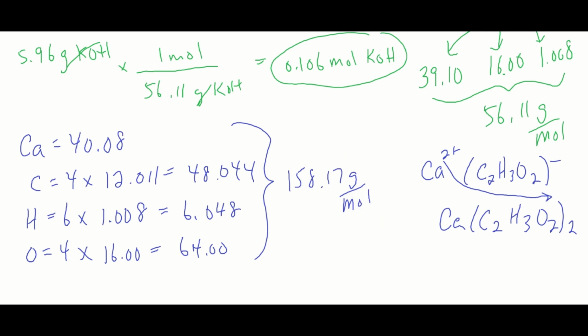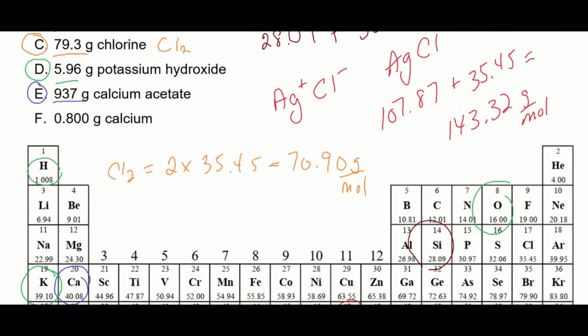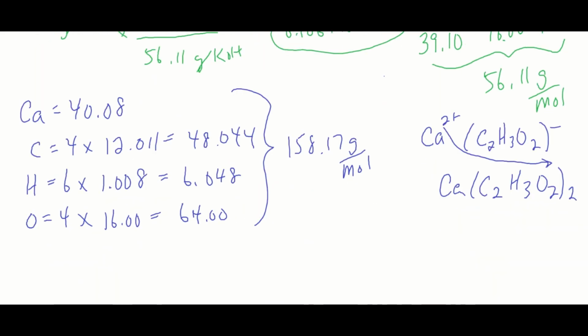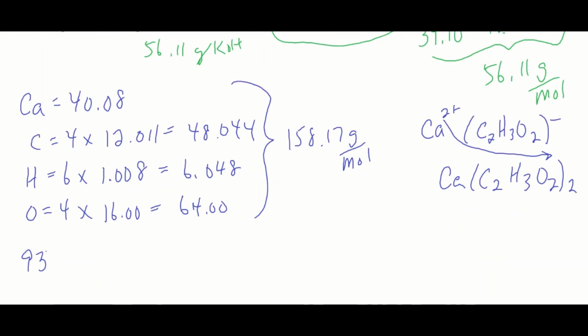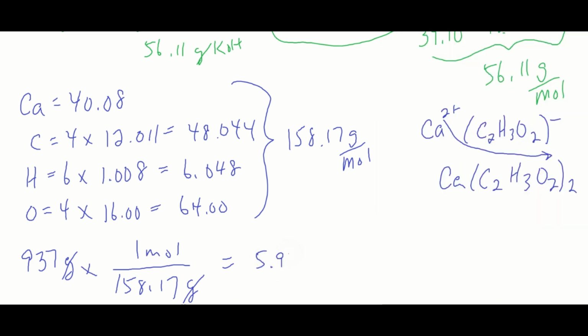I forgot what we were doing. This is calcium acetate. All right, let's turn 937 grams into moles. Answer to 3 significant figures is 5.92 moles.